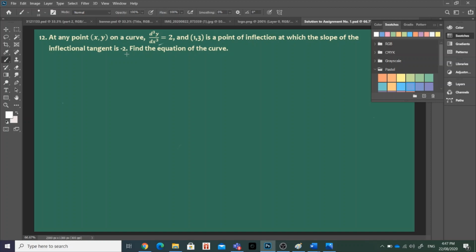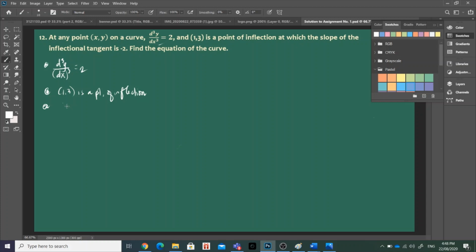Again, our first step is to list down the given conditions of the problem or the curve. First one is y triple prime, or d cubed y over dx cubed, is equal to 2. Next, the second condition is that (1, 3) is a point of inflection on the curve. And then next, we have an inflectional tangent whose slope is negative 2.